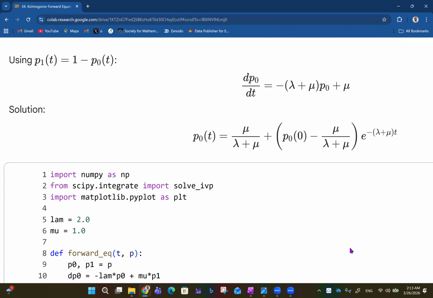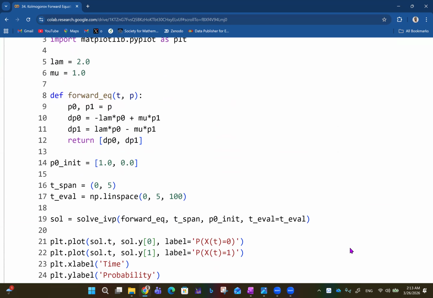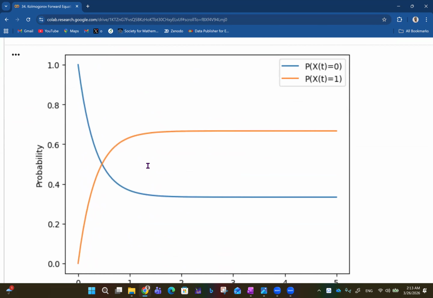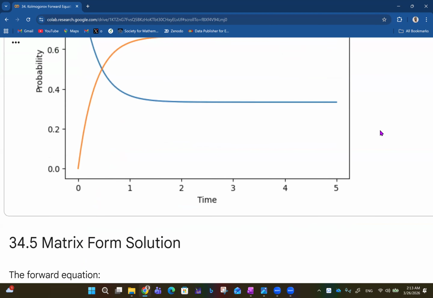But you can then simulate all of that. So you have dP1 minus lambda P naught plus mu P1 and all of these things. If you simulate that now, you get something like this. You see that P of X(t) equals 0 is coming down, while P of X(t) equals 1 is coming up. So the probability for state X equals 0 is reducing, while state X equals 1 is increasing, like that.